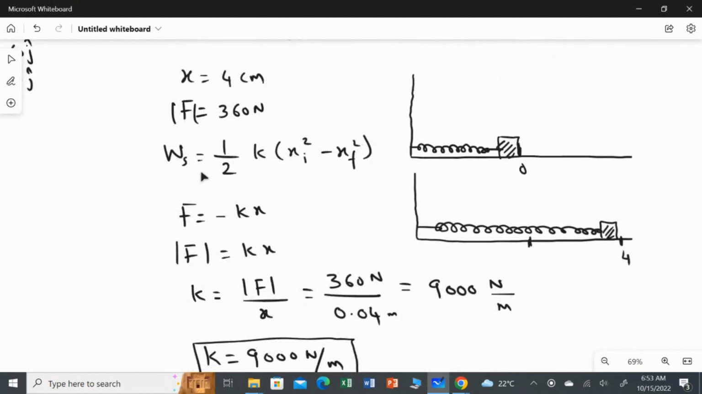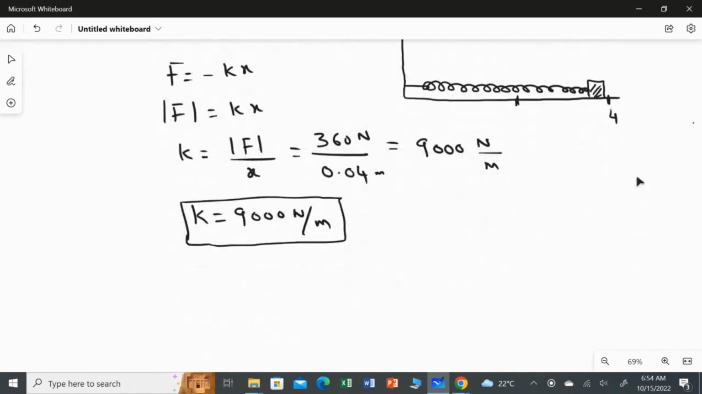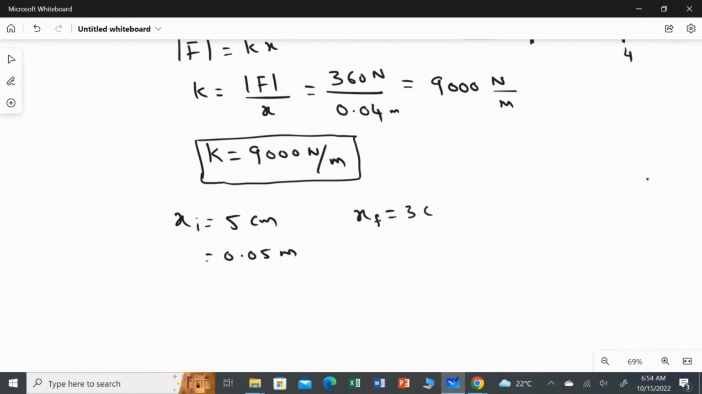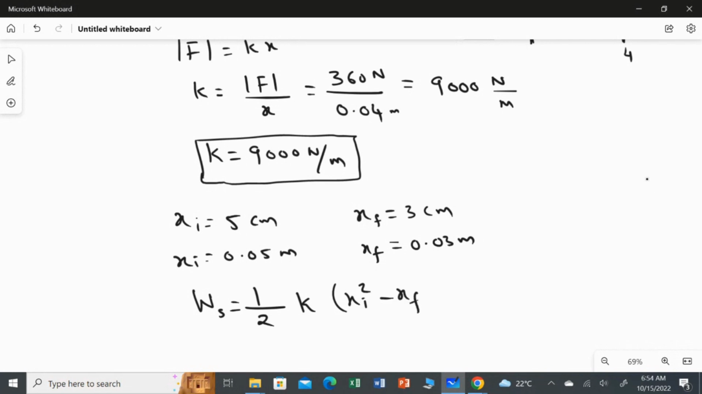Then I'm going to use this formula for finding the work done by the spring. So what is the initial position? The initial position, which is 5 centimeter, converted to meter is 0.05 meter, and your final position, which they mentioned as x, better I write xf, which is 3 centimeter. So what's the answer? 0.03 in terms of meter. So this is xi, this is xf. Now I am going to substitute these values in the formula for work done by the spring. Work done by the spring equals half k, xi square minus xf square.